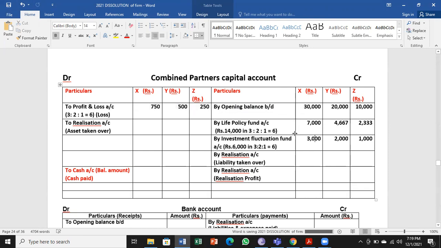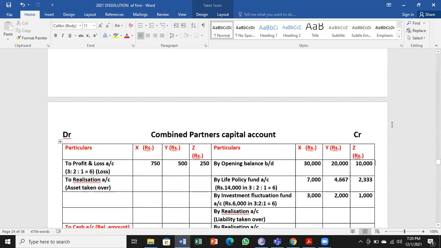This is from the balance sheet. From the balance sheet, we have taken 4 values, 3 to the credit side and 1 to the debit side. So there are 4 entries. This is how we have to do it. First, you have to check whether any unrealized profits or any loss are there. We have to debit and credit accordingly, and we have to proceed further.